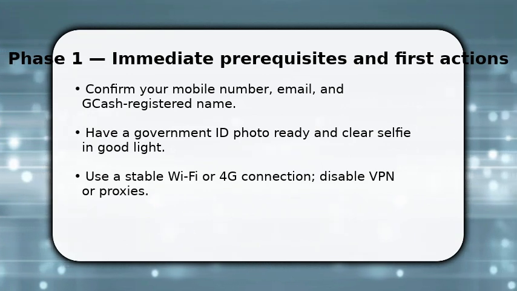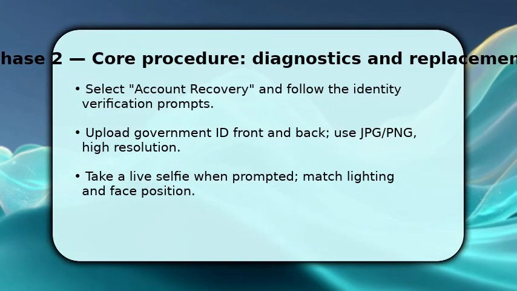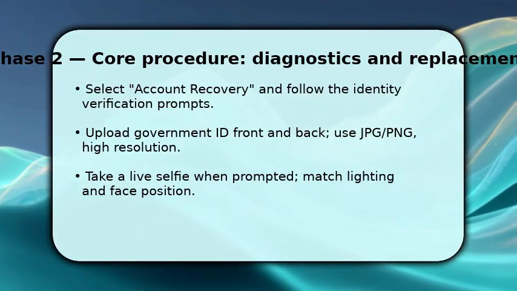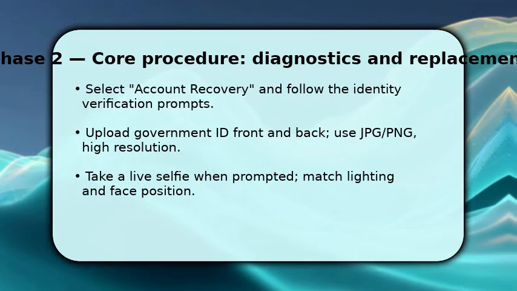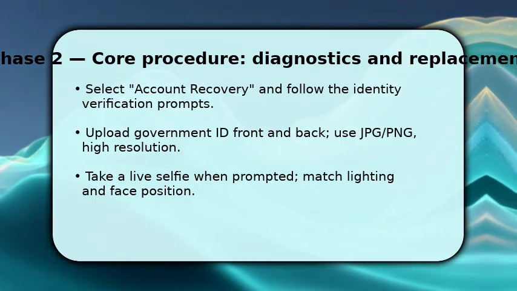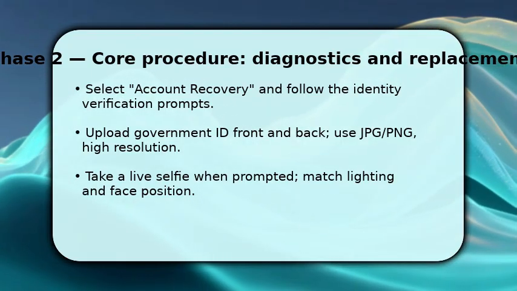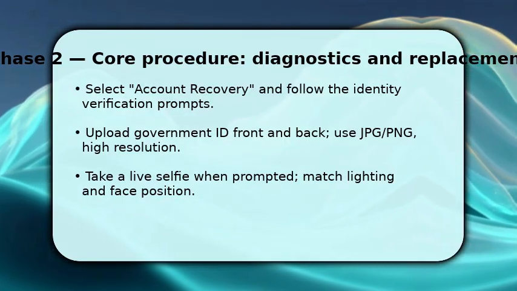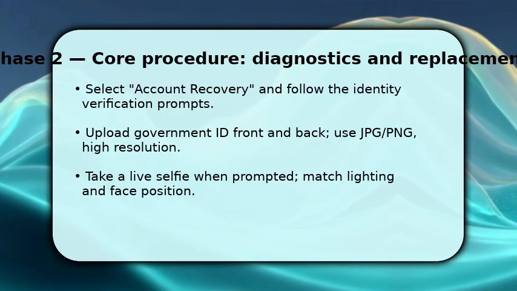Now you execute document submission carefully. Follow the app prompts to choose account recovery and pick the type of ID you have. Upload high-resolution photos of the ID front and back. Blurry images cause rejection. When asked for a selfie, hold your device steady and match the angle and lighting shown. This reduces delays during biometric checks.